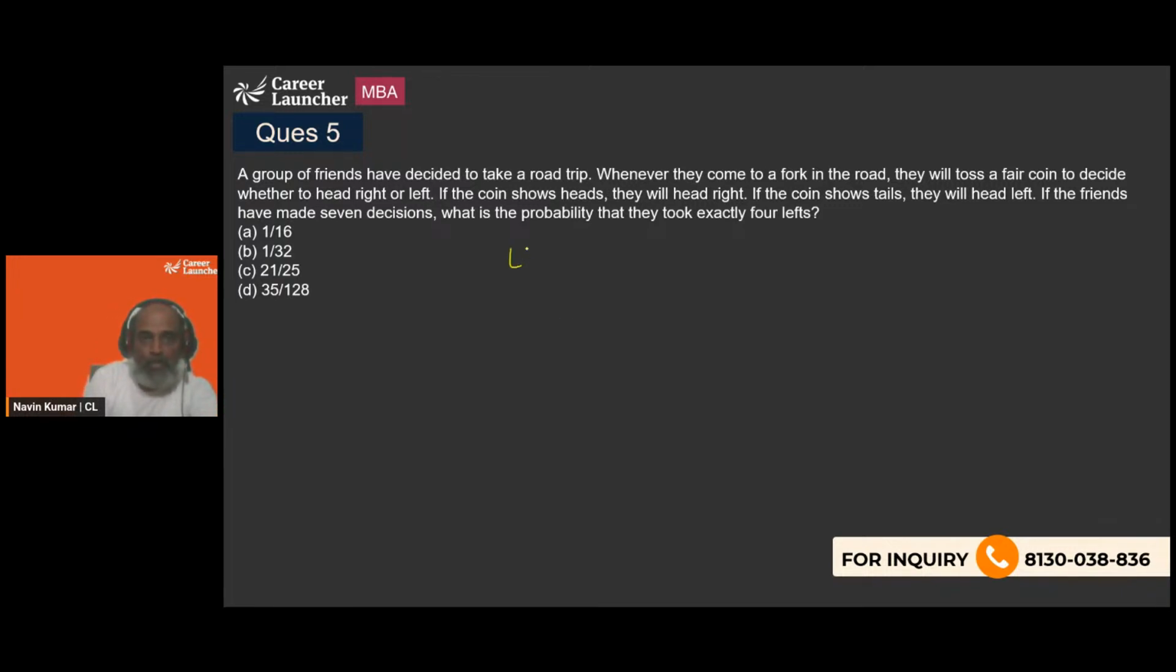So first, there will be 4 lefts and obviously 3 rights. Now whether the first 4 are lefts and the other 3 are rights, or maybe the first 3 are left and the second last one is left and the remaining are rights, or maybe 3 left, 1 right, 1 left, 1 right here. So how many cases are we going to have?